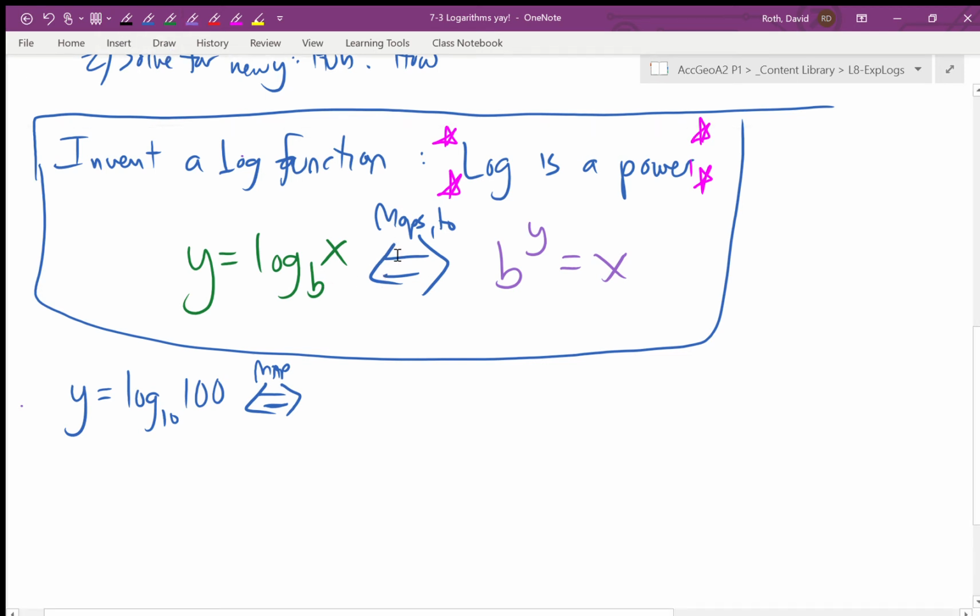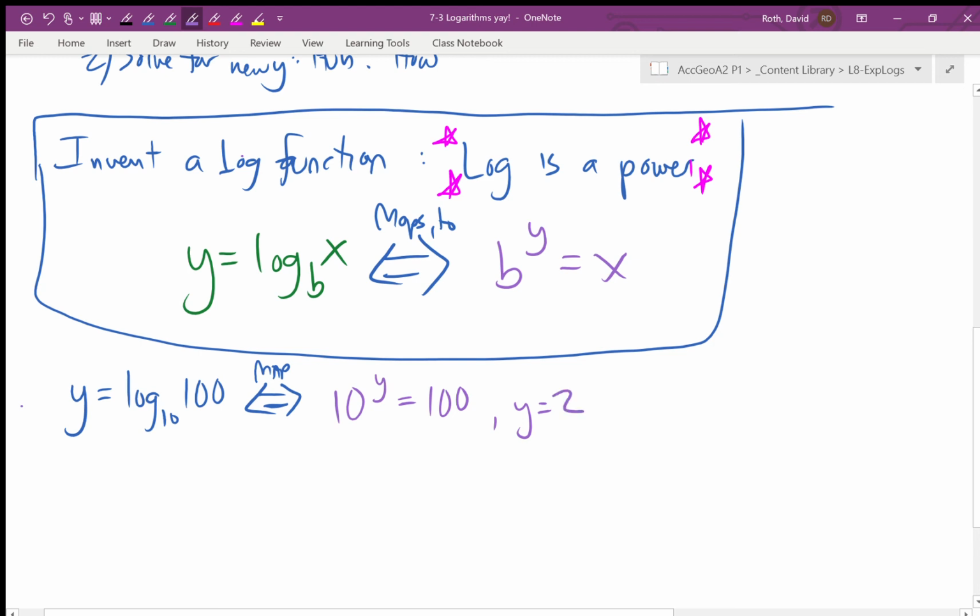Now, there it's back, so you can see it. Up here, notice that the b was raised to the y power. 10 raised to the y power will be equal to 100. Fine. 10 to the y power equals 100. And hopefully you're going to look at that and say, well, okay, I know. Well, y must be 2 because 10 squared is equal to 100. So y has to be equal to 2.